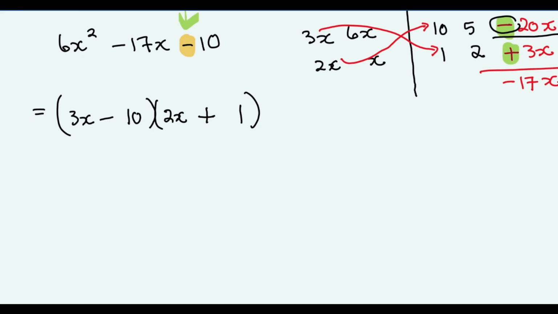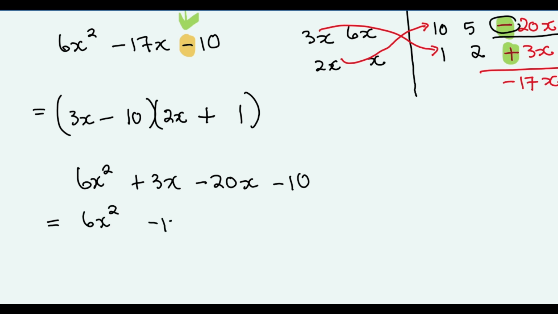Let's definitely test out this one. Okay, I'll have 6x squared plus 3x minus 20x, and negative 10 times 1 is negative 10. And 3x minus 20x is minus 17x. So it worked.